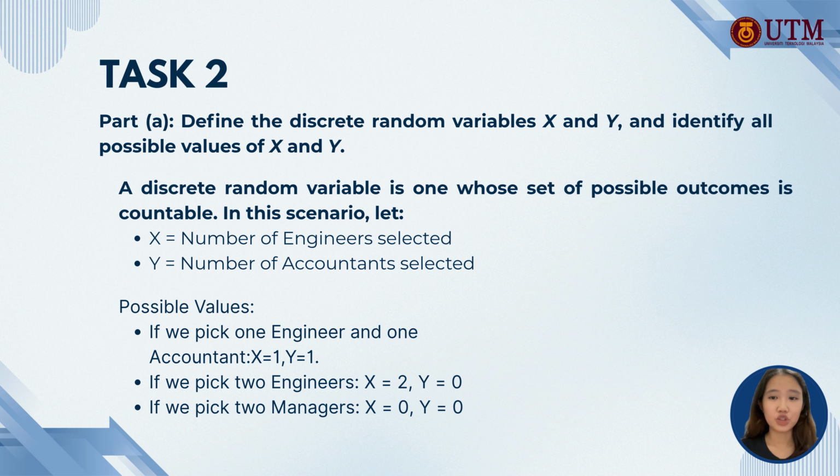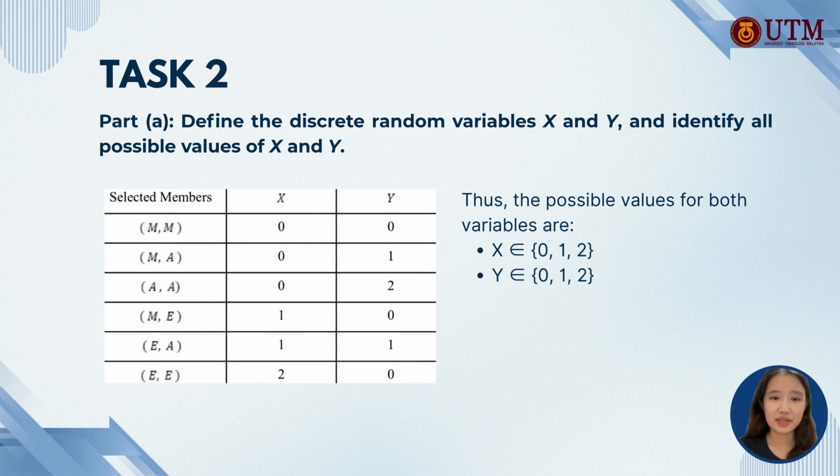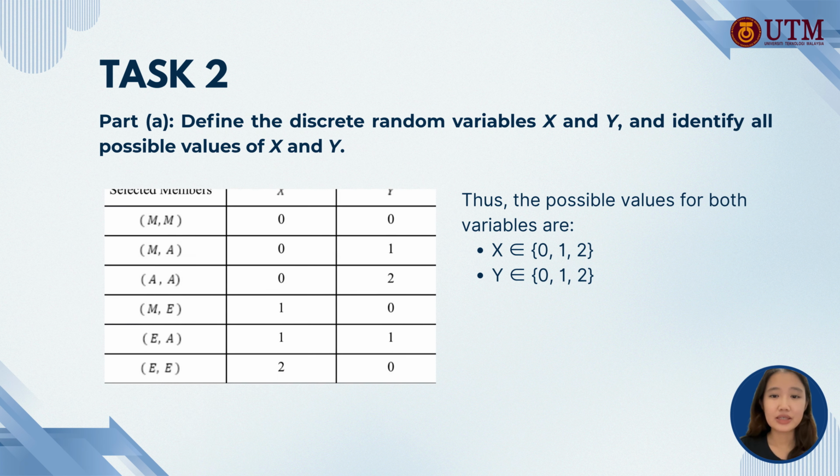Since we are only picking 2 people, if we pick one of each, x is 1 and y is 1. And if we pick 2 engineers, x becomes 2 and y is 0. If we pick 2 managers, both x and y will be 0. So, this table illustrates the mapping of our sample space. There are 6 possible categories of selection. For instance, selecting 2 managers results in the coordinate 0, 0, while selecting 2 accountants results in 0, 2.